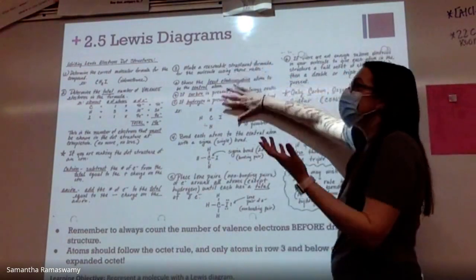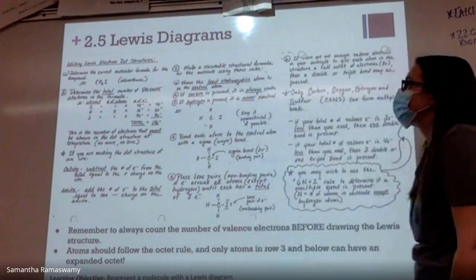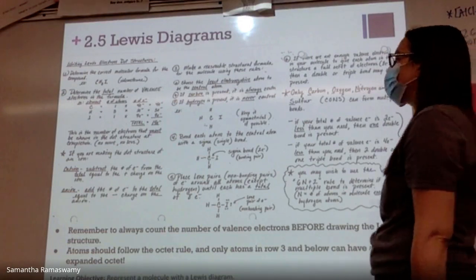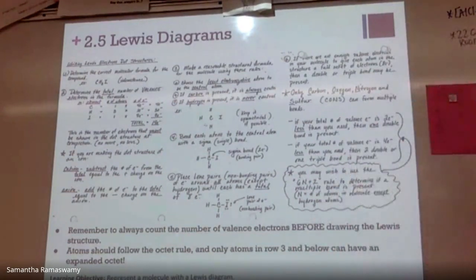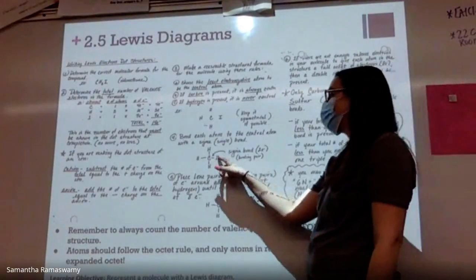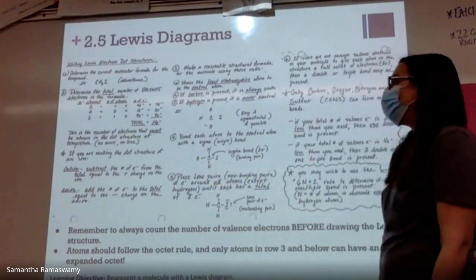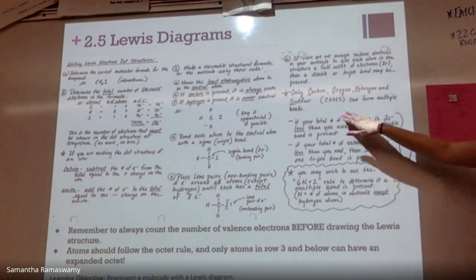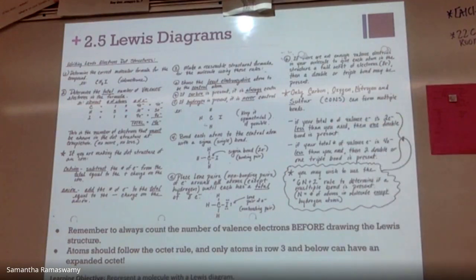Make a reasonable formula. Remember, the least electronegative atom goes in the middle. Typically it's carbon. If we have carbon, carbon will go in the center. Hydrogen always wants to be on the outside. And then start by adding bonds. If you have C-O-N-S, remember you could potentially form multiple bonds.